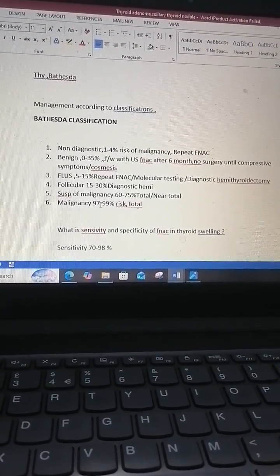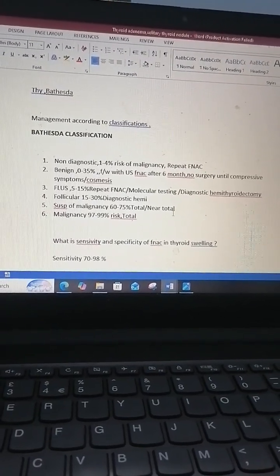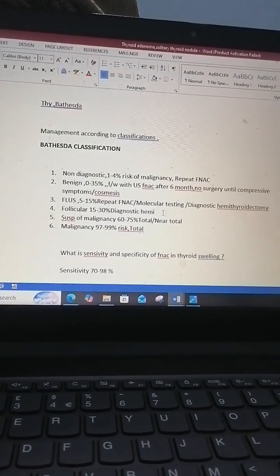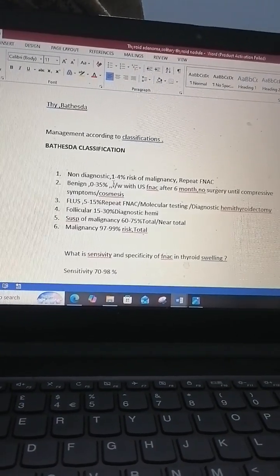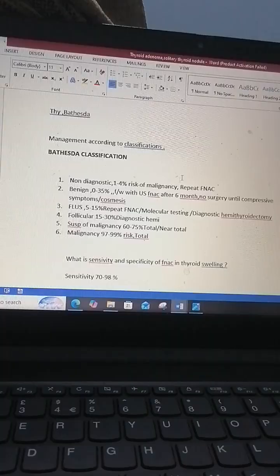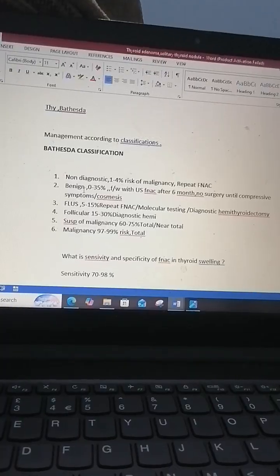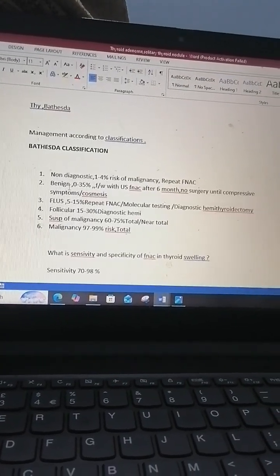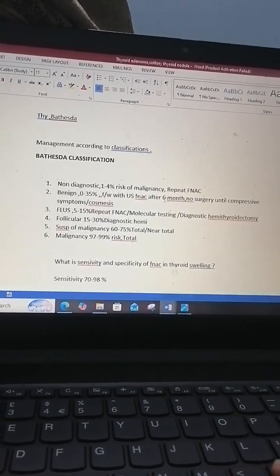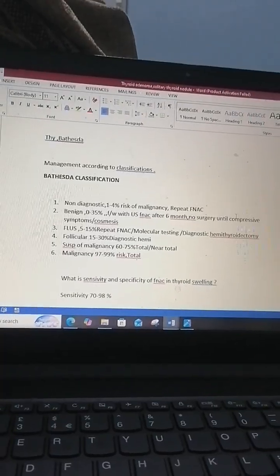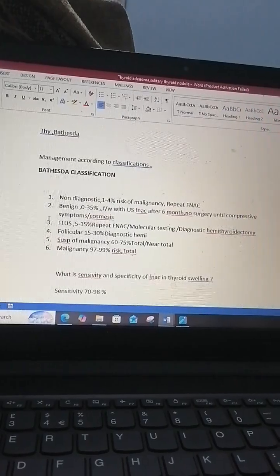Bethesda 6 is malignancy. So you have to remember the risk of malignancy in each subclass, which is very important. If there is Bethesda 1, which is non-diagnostic, there is still a risk of malignancy, which is 1 to 4%. In this case we will repeat the FNAC. In Bethesda 2, which is a benign subclass, there is still a risk of 0 to 3%. We will follow up with ultrasound and FNAC after 6 months, and we will not do any surgery unless there are compressive symptoms or cosmetic concerns.